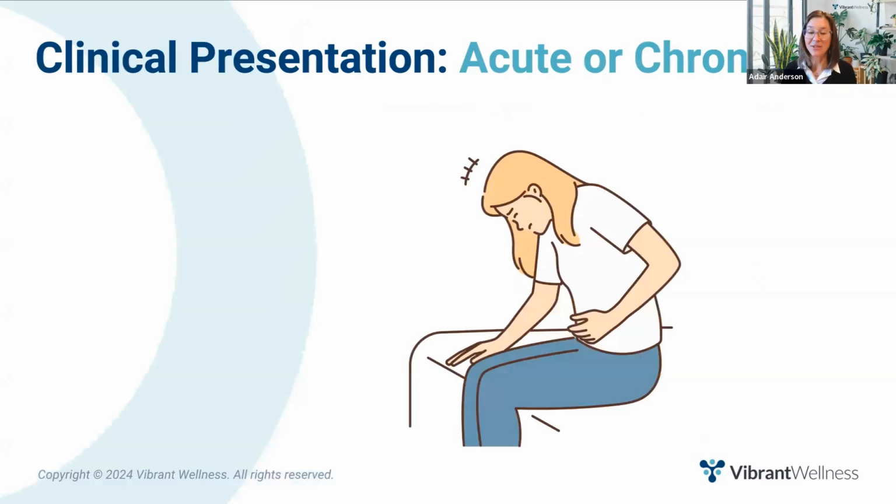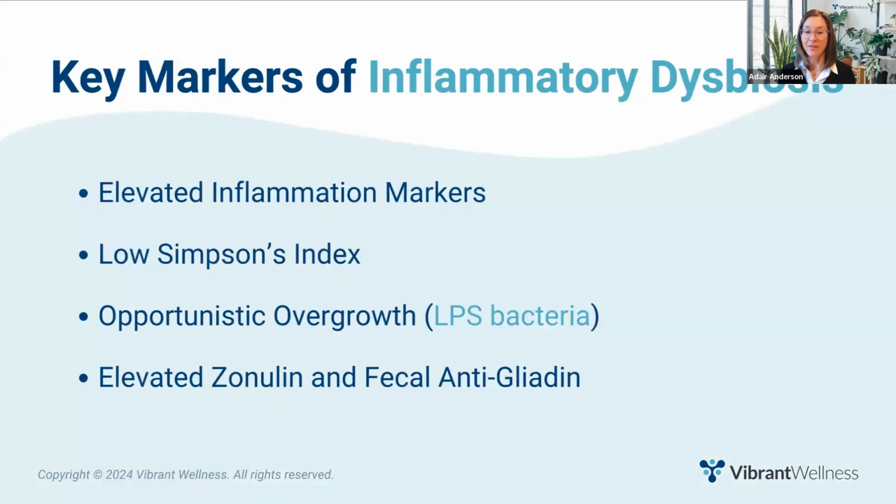With inflammatory dysbiosis, the patient will usually either have acute symptoms like bloody diarrhea or chronic GI symptoms that have gotten worse over time. Key markers of inflammatory dysbiosis include elevated inflammation markers. And the elevated inflammation markers are often driven by elevated inflammatory LPS bacteria, like E. coli, and/or the presence or hints of pathogens, both of which contribute to a low Simpson's index. With inflammatory dysbiosis, there's often a breakdown of the intestinal barrier, which can be affirmed by zonulin and anti-gliadin. Let's go into more details of this now.